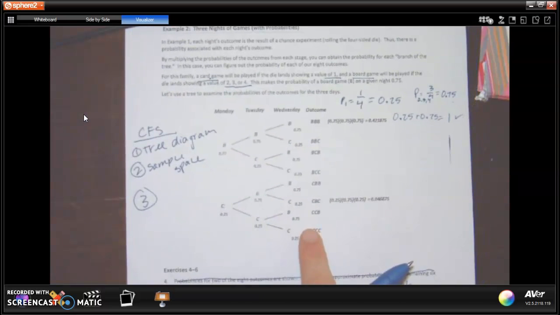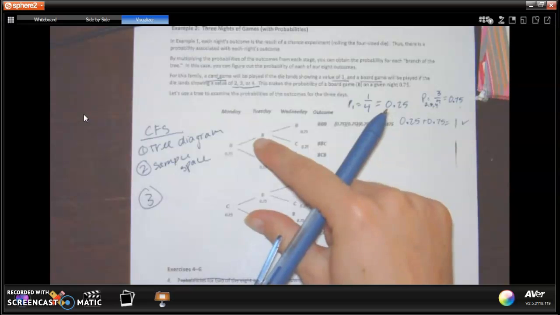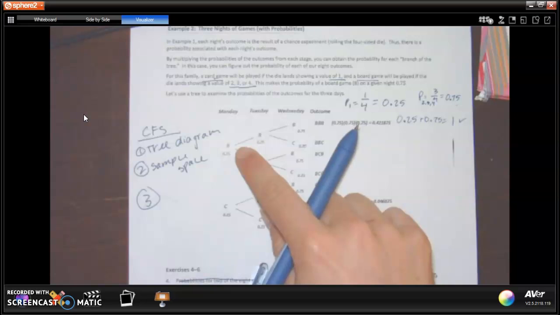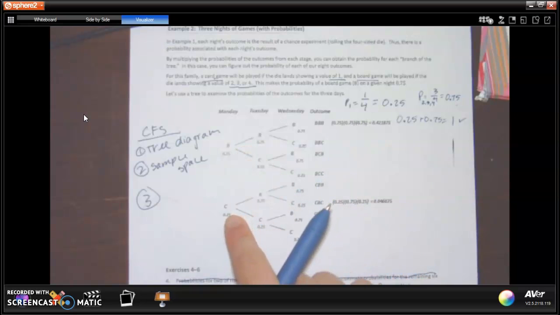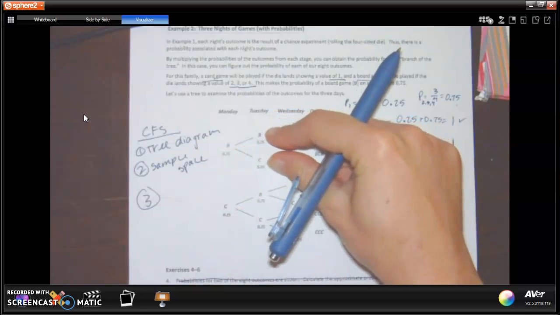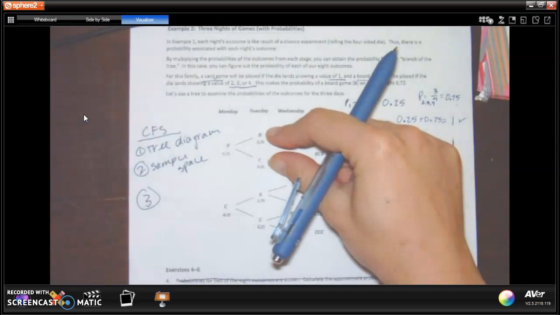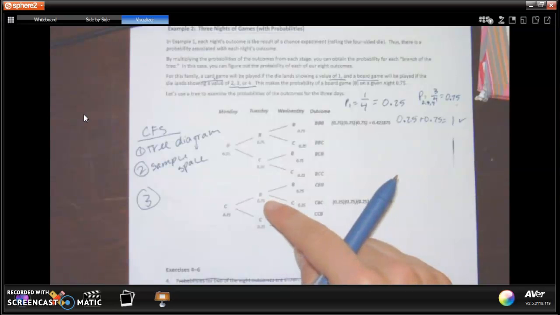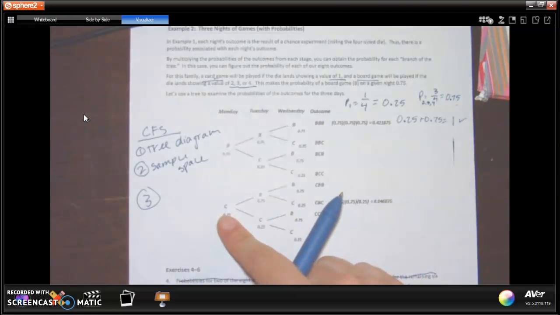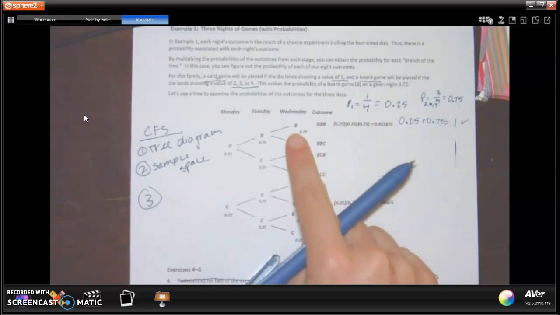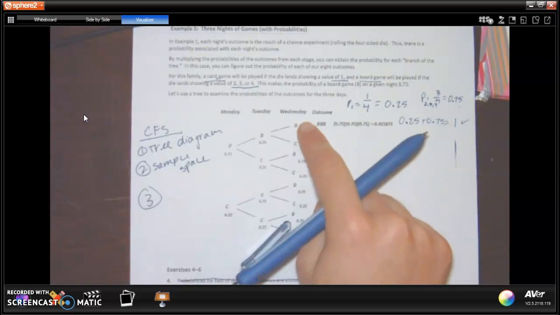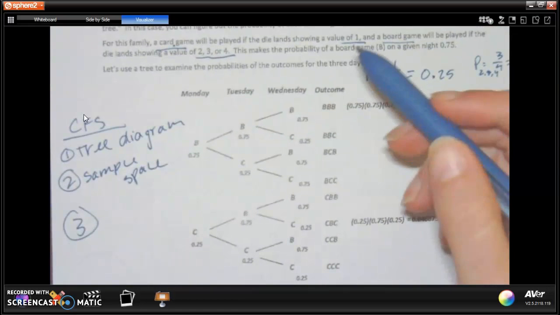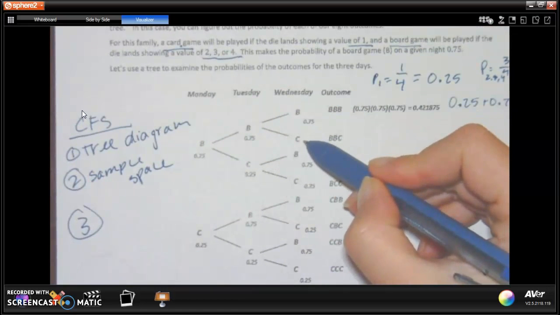In our tree diagram, we see on Monday, they roll the dice. The probability of them playing a board game is 0.75. Probability of card game is 0.25. Again, on Tuesday, those probabilities stay the same. So the second event could be a board game or a card game stemming off of Monday's outcome. Then we see another outcome on Wednesday, where the family could play a board game or a card game.